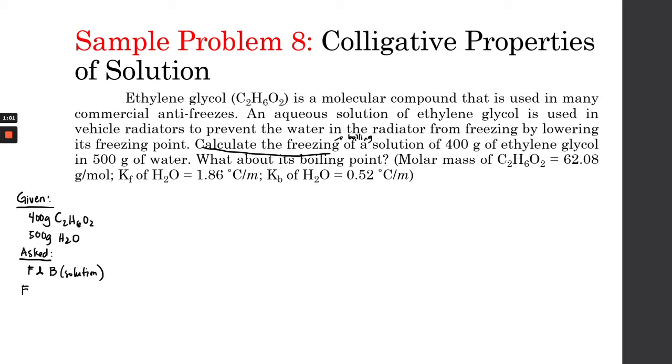Let's remind ourselves of the formula for freezing. Delta Tf is equal to the temperature of your pure solvent minus the temperature of your solution, which is equal to Kf times m. And delta Tb is equal to T solution minus the temperature of your pure solvent, which is equal to Kb times m. Solution. Let's begin with the freezing.